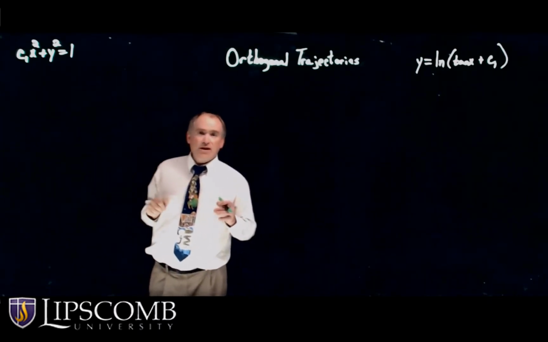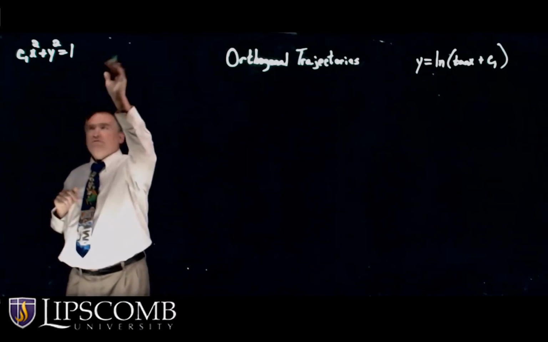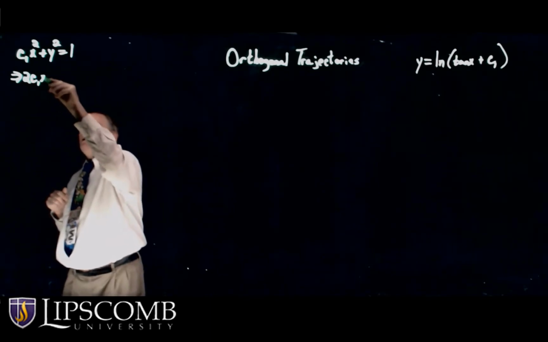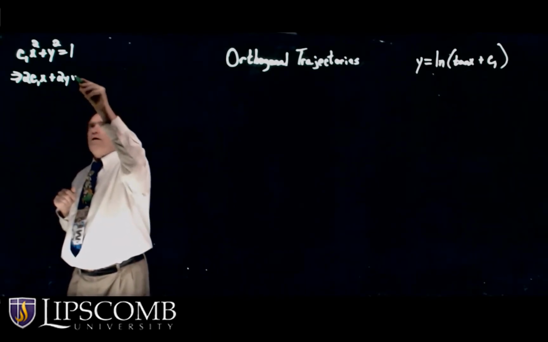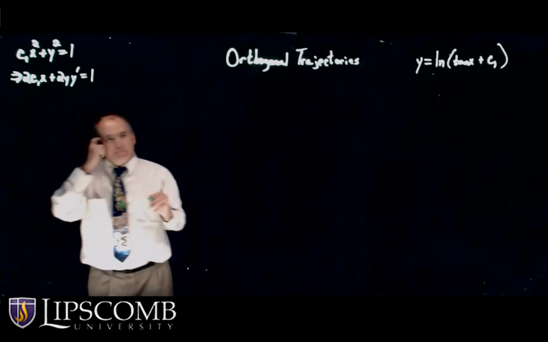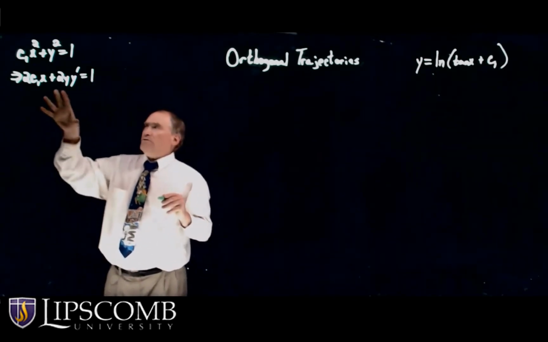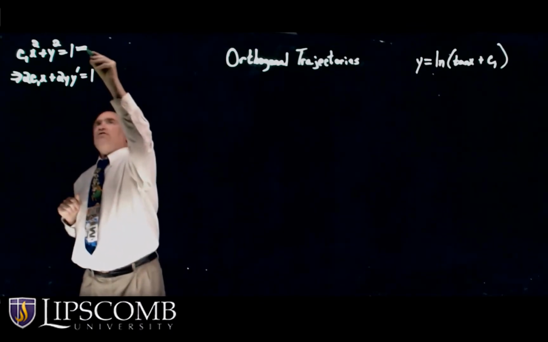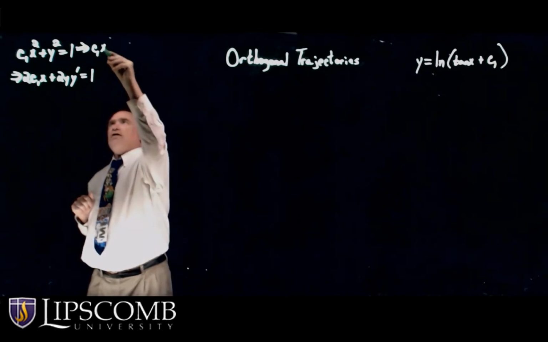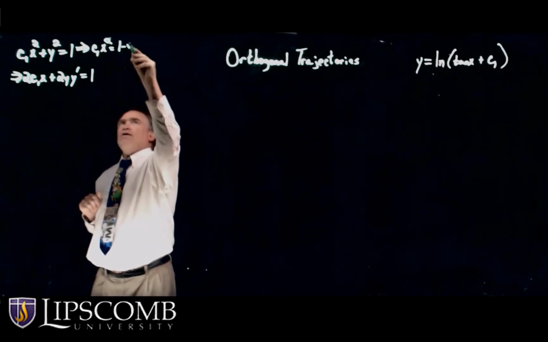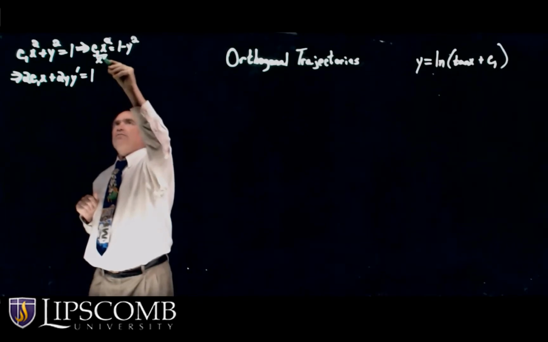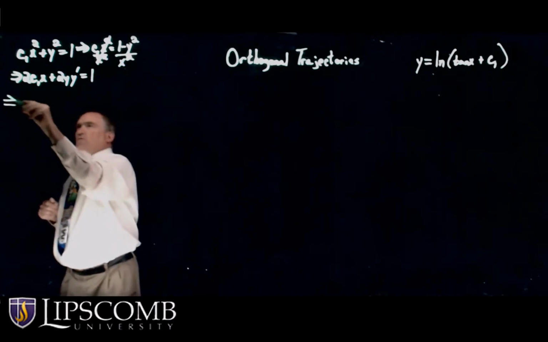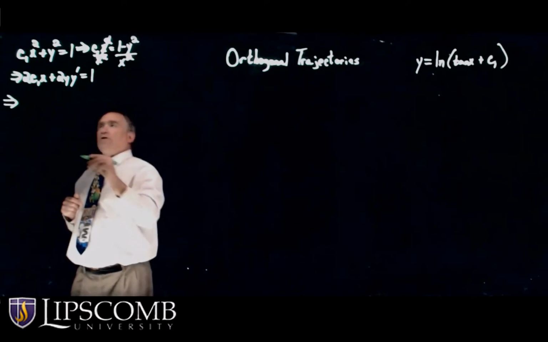So I want to take the derivative. First step, take the derivative. So this would be 2c1x plus 2y y prime equal to 1. So I want to get rid of this arbitrary constant. So in this case, c1 x squared equals 1 minus y squared. Divide both sides by x squared. So I can replace this c1 with this 1 minus y squared over x squared.